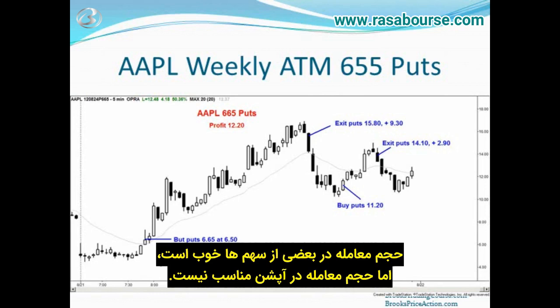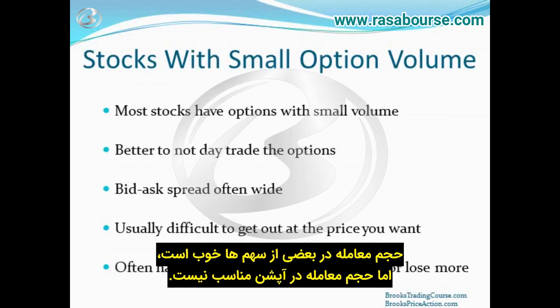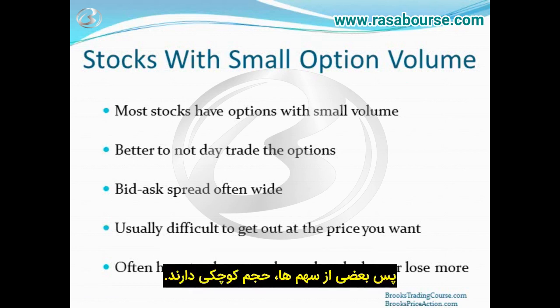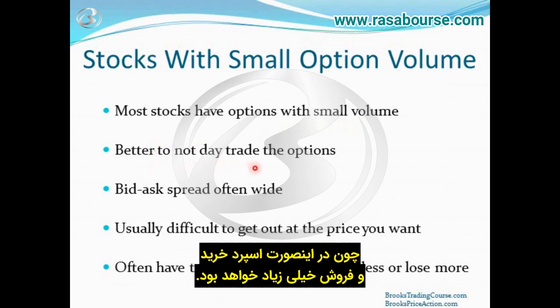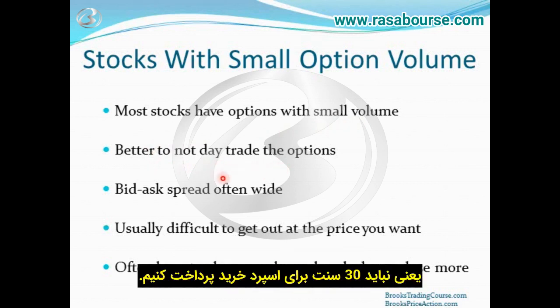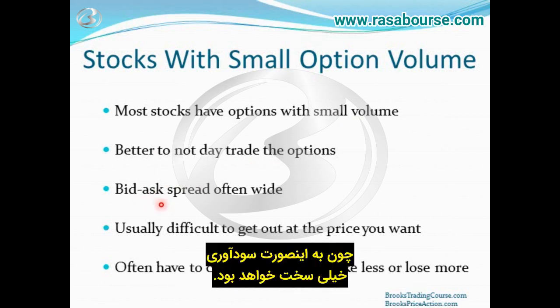Some stocks have very good volume themselves, but their options often don't trade very actively. So some stocks have small volume, and in general it's better not to day trade options if the volume is small, because the bid-ask spread is huge, and you don't want to pay 30 cents on the spread in and then 30 cents on the spread out, because it's very difficult to make much of a profit.